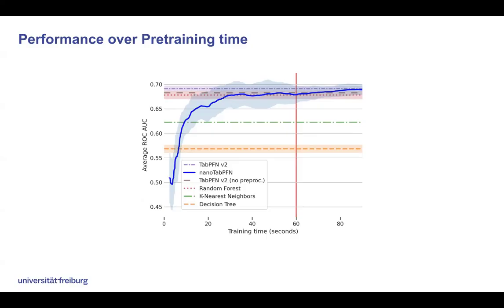And we were able to see that nanoTabPFN reaches random forest performance within a minute, and shortly thereafter, it also surpasses TabPFN v2 without the ensembling of preprocessing, and also gets somewhat close to TabPFN v2 with the ensembling of preprocessing. But keep in mind, this is on small data in particular. If you would use the TabPFN v2 architecture and you only pre-train it on small data, I would also expect this to be better than nanoTabPFN.